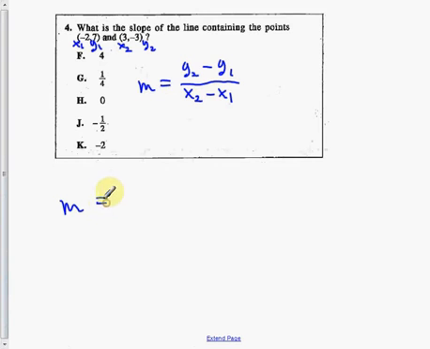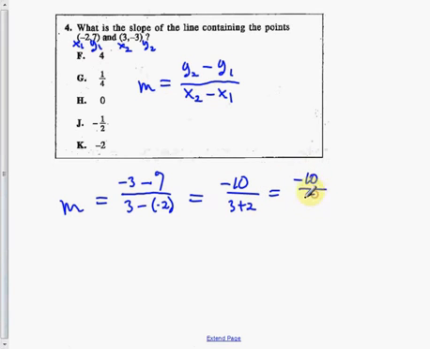So the slope is equal to y sub 2, which is negative 3, minus y sub 1, which is 7, all over x sub 2, which is 3, minus x sub 1, that's a negative 2. So here we have negative 10 all over 3 plus 2, right? That becomes 3 plus 2. So this is negative 10 all over 5. So the slope is equal to negative 2. Did you get that? Good, good.